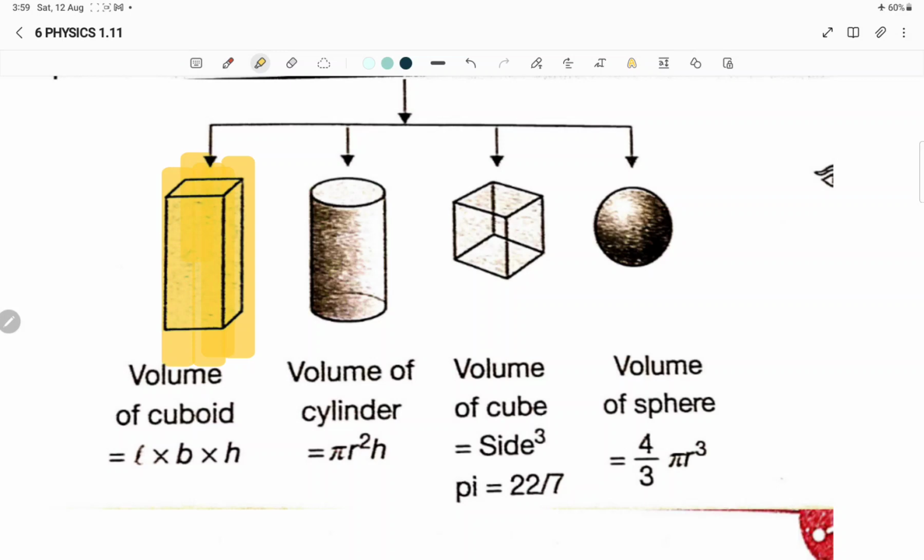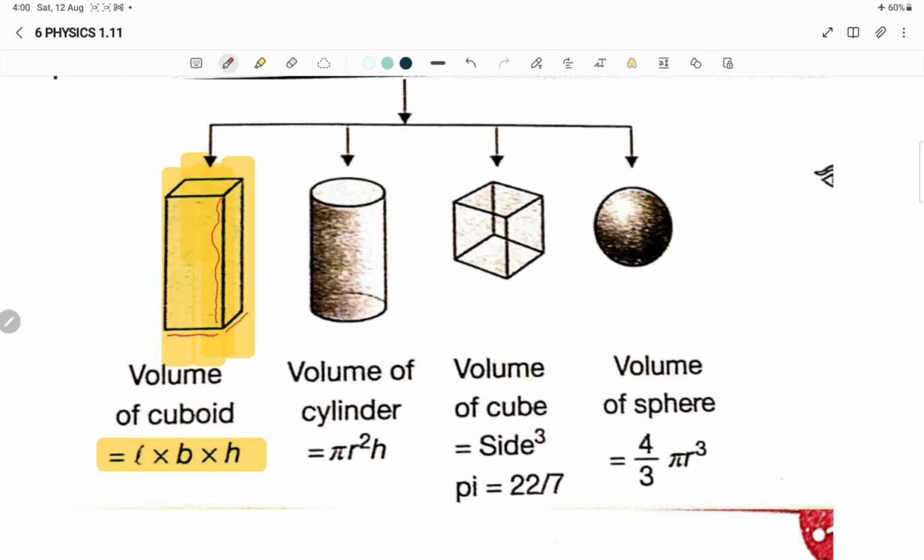When we have to find the volume of a cuboid, we have to use the formula L into B into H. Here this is the L, this is the B, and this length is the H. By using the formula LBH, we can determine the volume of a cuboid.